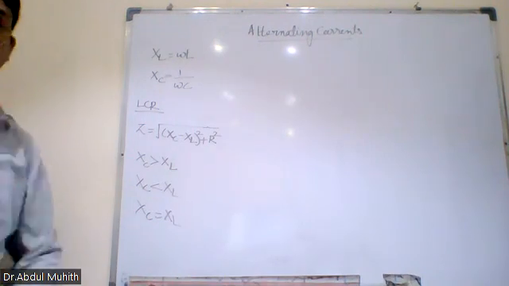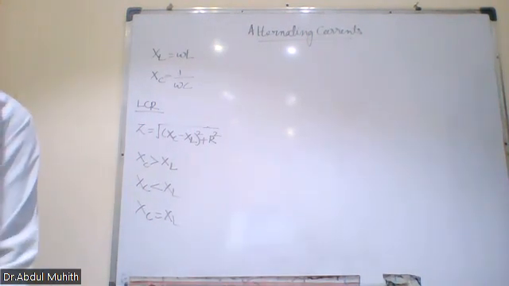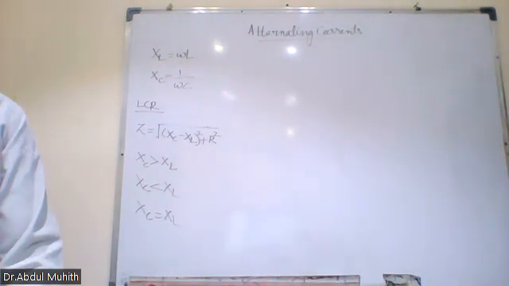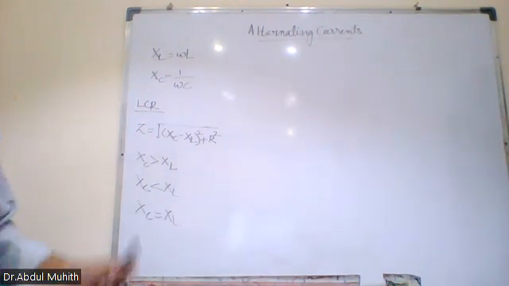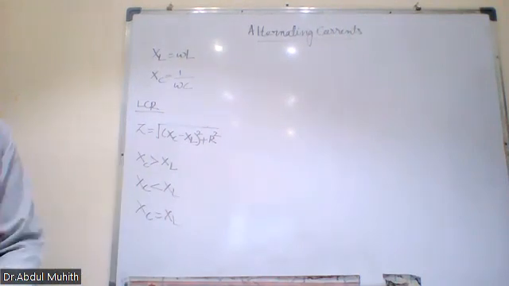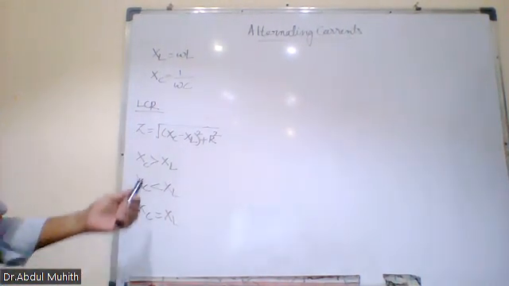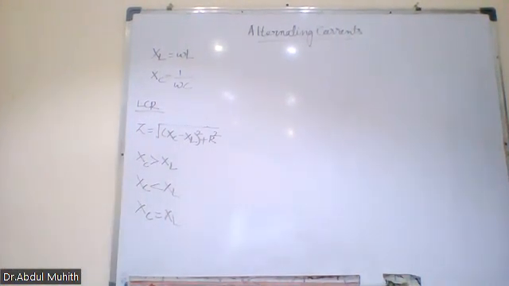Now I'm going with the analytical solution. In the previous class, I did the phasor diagram solution. Now I'm going with the analytical one. That is Z, the impedance. That is a capacitive circuit.